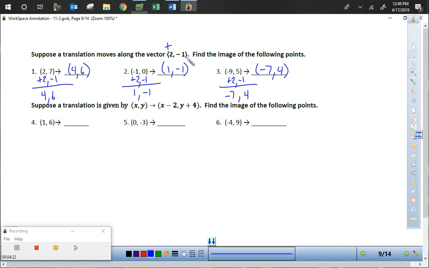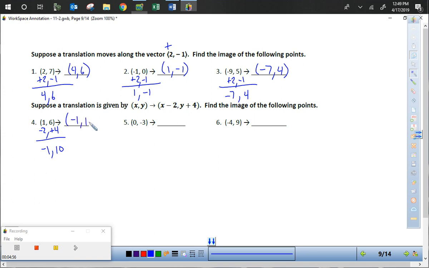Okay, so that's using vector notation. The next one, with the rule here for the translation, okay, is actually going to tell you if it means plus, it'll say plus. If it says minus, that really means we're subtracting here. Okay, so x minus 2 means we take our x value and subtract 2, just like we did up there, and then y plus 4, adding 4 to the second one. So 1 minus 2 is a -1. 6 plus 4 is 10.